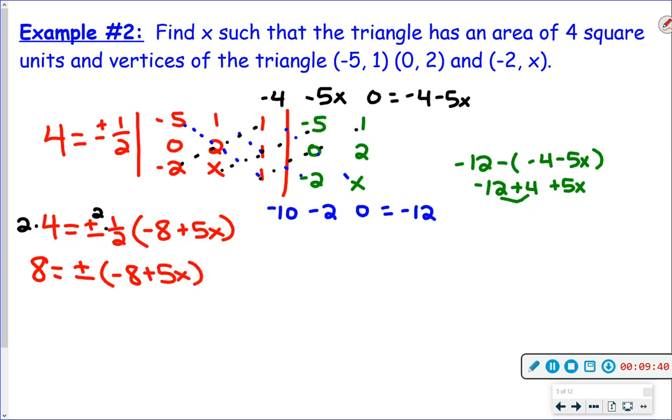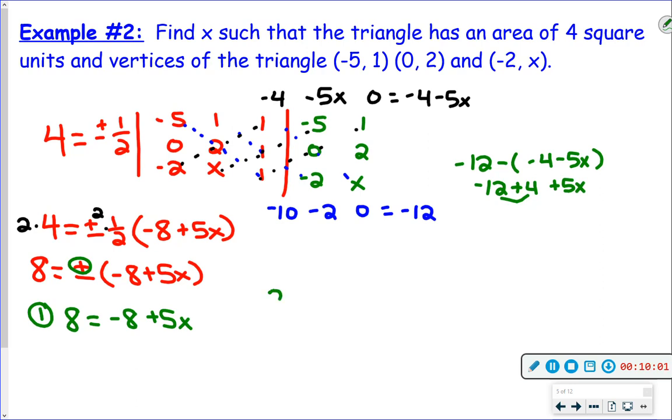So we're going to do a lot of algebra on this one. It's just time consuming. So we're going to get 2 answers. First equation, I'm going to use the positive, which really doesn't change anything. So I'm just going to solve 8 equals negative 8 plus 5x. We'll solve that in a sec. You will get a fraction.